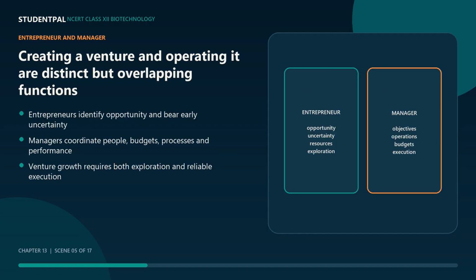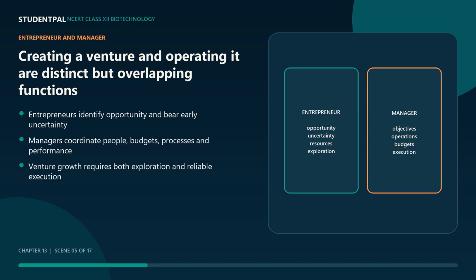An entrepreneur commonly originates a venture, assembles initial resources, and accepts uncertainty about the problem, solution, and business model. A manager coordinates resources toward defined objectives through planning, organization, staffing, monitoring, and correction. This is a functional distinction, not a ranking of personal importance.